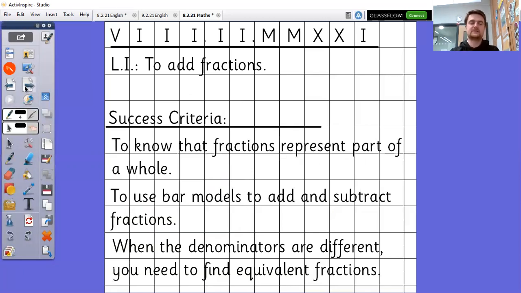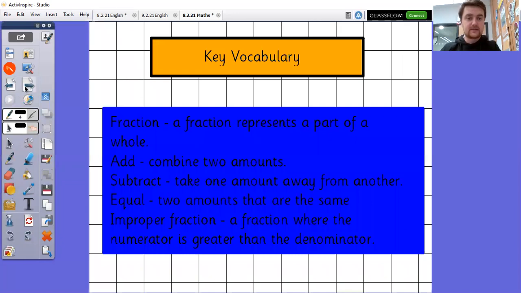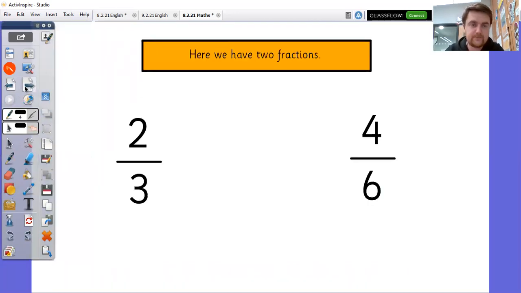So let's have a look and see. So we are adding fractions again. There are our key words for today. Let's have a reminder of what we need to do to add 2 fractions.